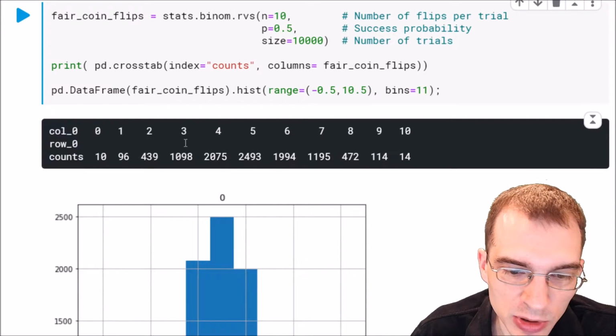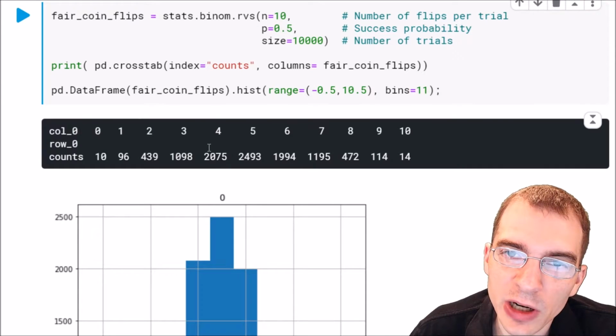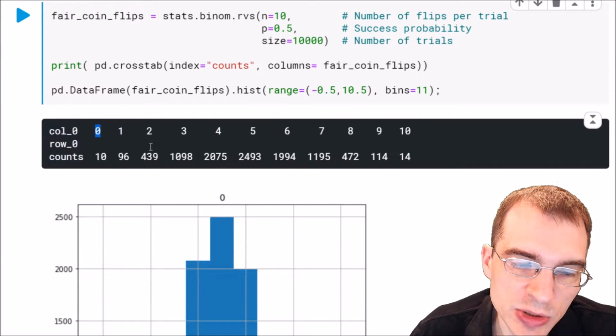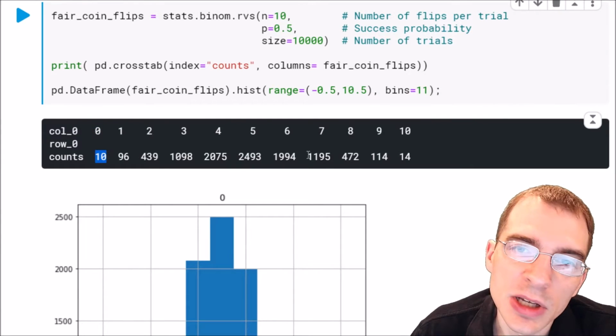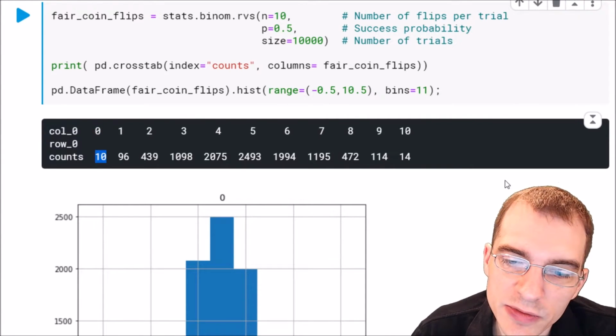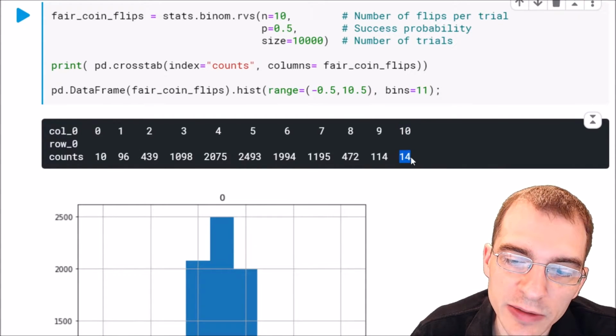I created a table of the counts so we can see that, as you might expect, if you're flipping a fair coin 10 times, the chances you get 0 heads is pretty low. In 10,000 trials, we only got 0 10 times. So that's 0.1% of the time. Similarly, getting 10 heads in a row is pretty unlikely, so we only got that 14 times.